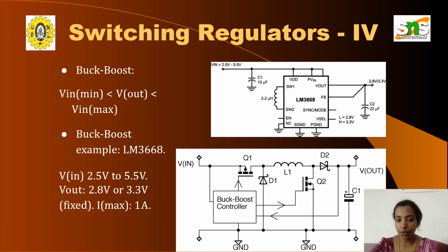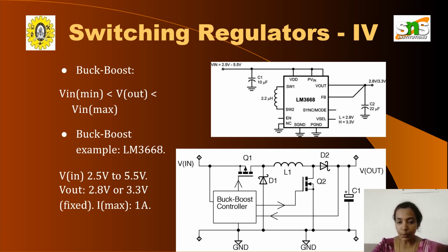Here in switching regulator 4, we are using the LM3668. The input voltage can be given in the range of 2.5 volt to 5.5 volt. Two capacitors, C1 and C2, are used. VDD and V input pins are there. SW1 and SW2 pins are connected by means of an inductor of 2.2 μH. Enable pin, sync mode, FB pin, and ground pins are there.